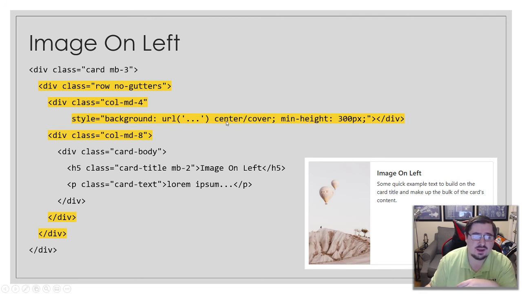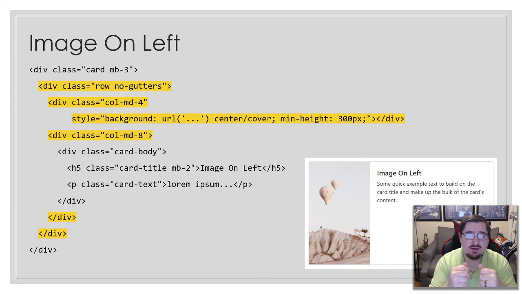And then I need to set it to center/cover. So center is the positioning, cover is the size. That says put the image in the center of the space that's available, but stretch the image so it covers that entire space. So there's no leftover white space, and that makes it fit in here nicely. I've also had to set the minimum height. In this case, I set it to 300.